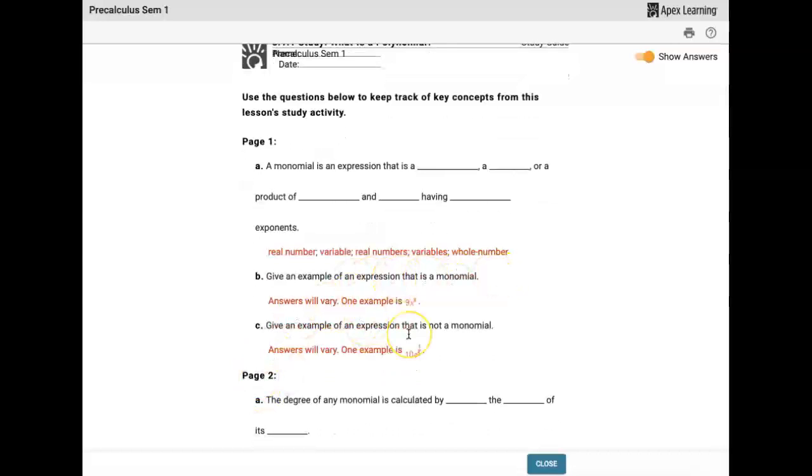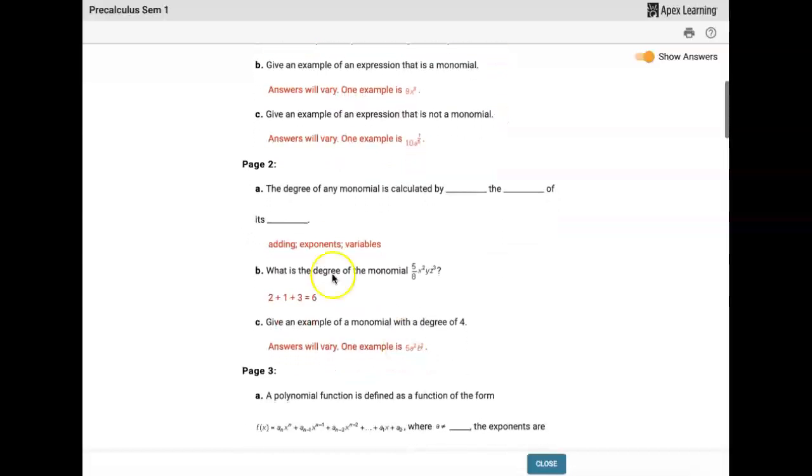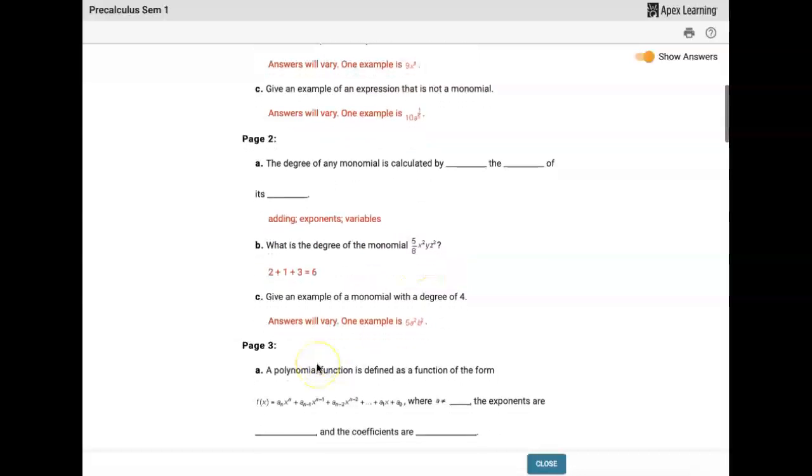Plenty of examples were in the Apex, but one example is 9x to the 8th power. An expression that is not a monomial is something where you have a fraction or a negative exponent. All right. Now, the degree of any monomial is calculated by adding the exponents of its variables. So right here, if I've got x squared, y to the first, z to the third, you've got 2 plus 1 plus 3, which gives you 6.